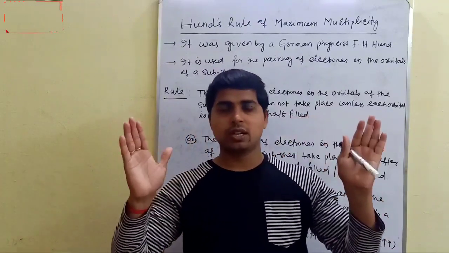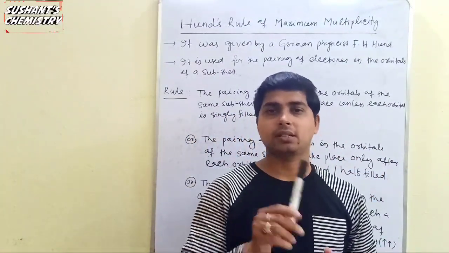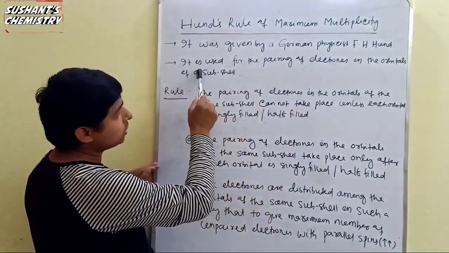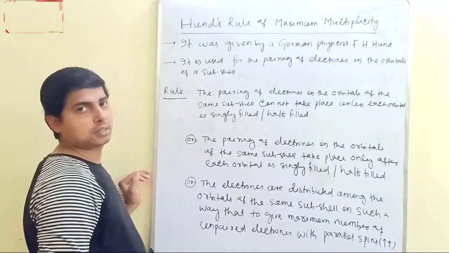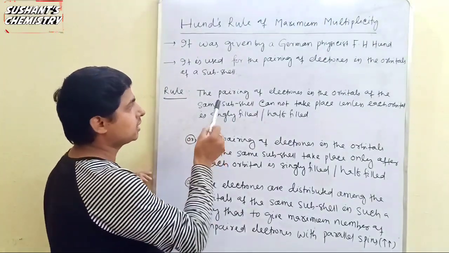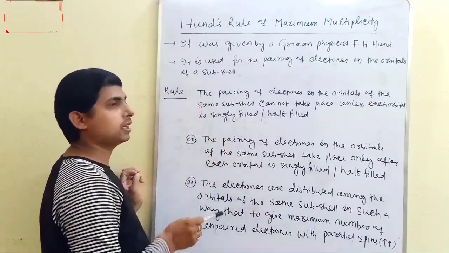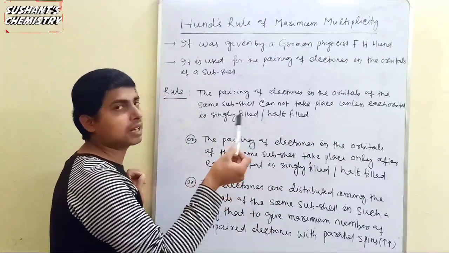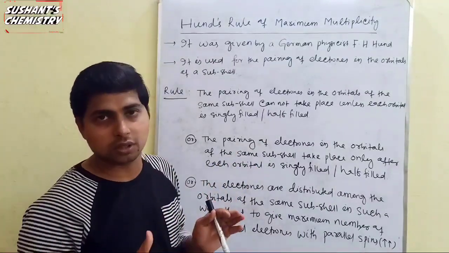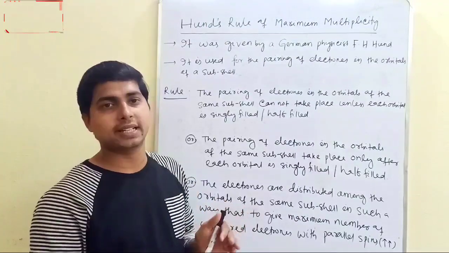My dear students, today we start Hund's rule. This rule was given by a German physicist, F. H. Hund. This rule is used for the pairing of electrons in the orbitals of a subshell. This rule states that the pairing of electrons in the orbitals of the same subshell cannot take place unless each orbital is singly filled or half filled. That means all the electrons are first distributed among the orbitals, then pairing takes place.